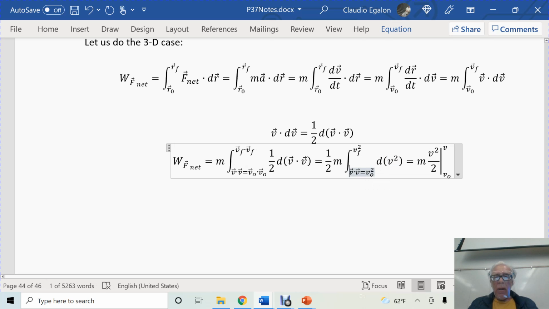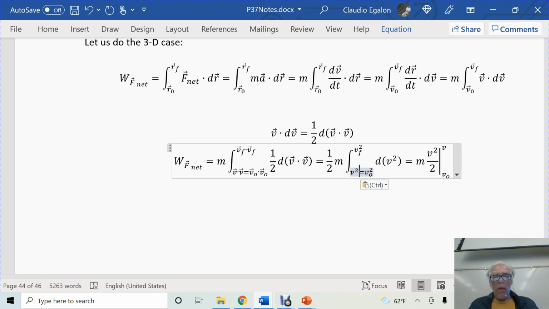All right, and then I go ahead and copy this one. Here you go. So what was an integral of a vector became the integral of a scalar. Nice, isn't that? And I don't even need the parentheses. Leave the parentheses there, right?